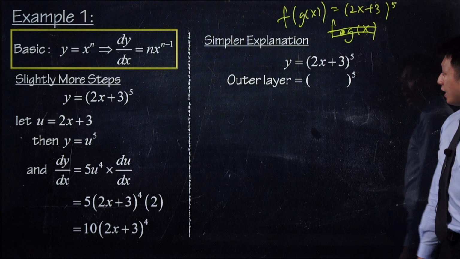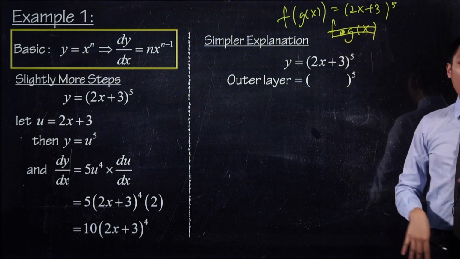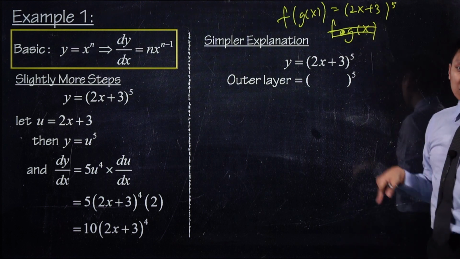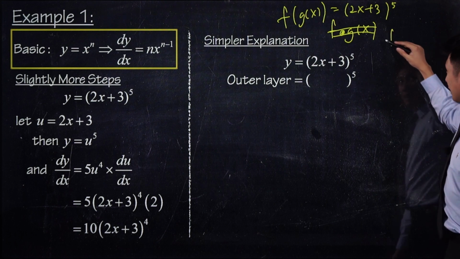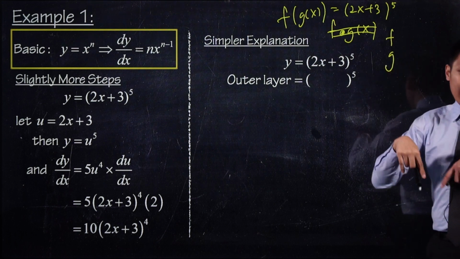Then what is your outer layer? Is it x to the power 5 or 2x plus 3? You think about it. f and g: f is the outer layer, g is the inner layer.